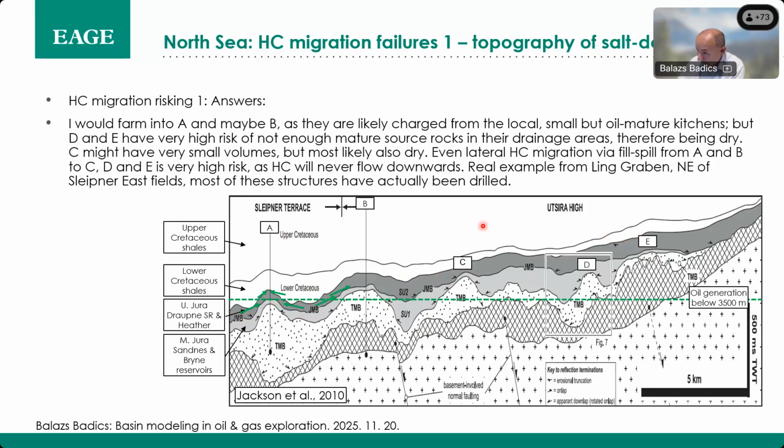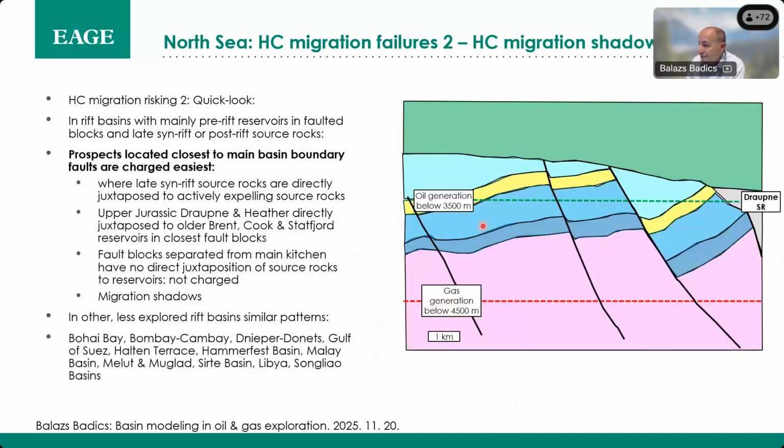So this is just one very simple exercise when you look at cross sections of the margins of these rift grabens. When you look at basin boundary faults, they are also playing a very, very important role. Many times you have very large faults, and this is again a real example. This is the western part of the eastern part of Halten Terrace. So basically the western big boundary fault is here.